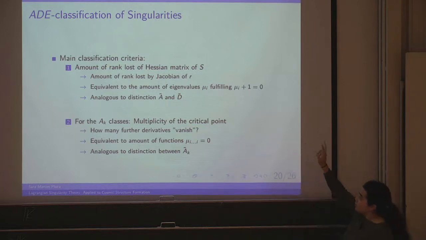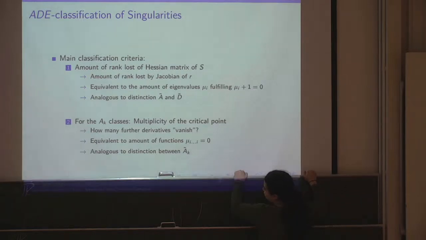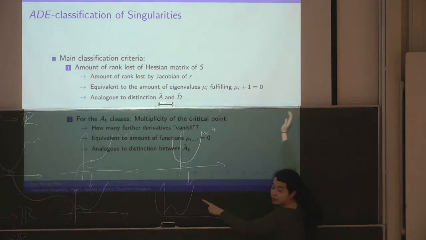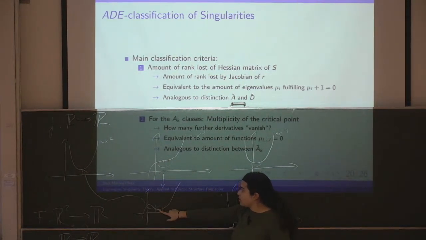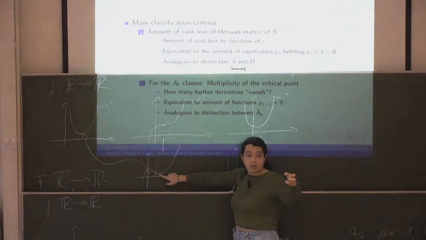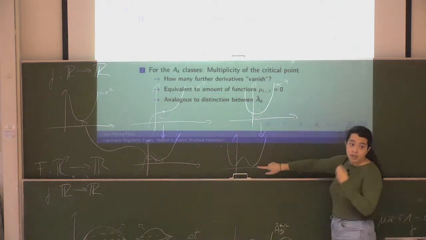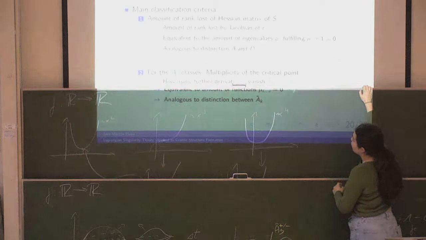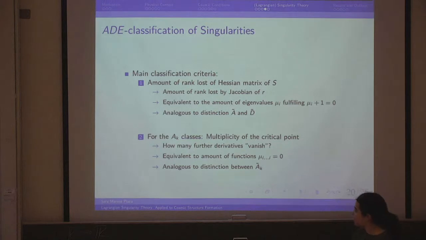The second criterion that the ADE classification of singularities uses is the multiplicity of the critical point. So how many further derivatives vanish, or in other words, the way it's actually defined mathematically, if I perturb this critical point, how many quadratic critical points do I get? In this case, the multiplicity would be 2. In this case, it would be 3. Depending on how many I get, this index becomes higher. So that's the second criterion.